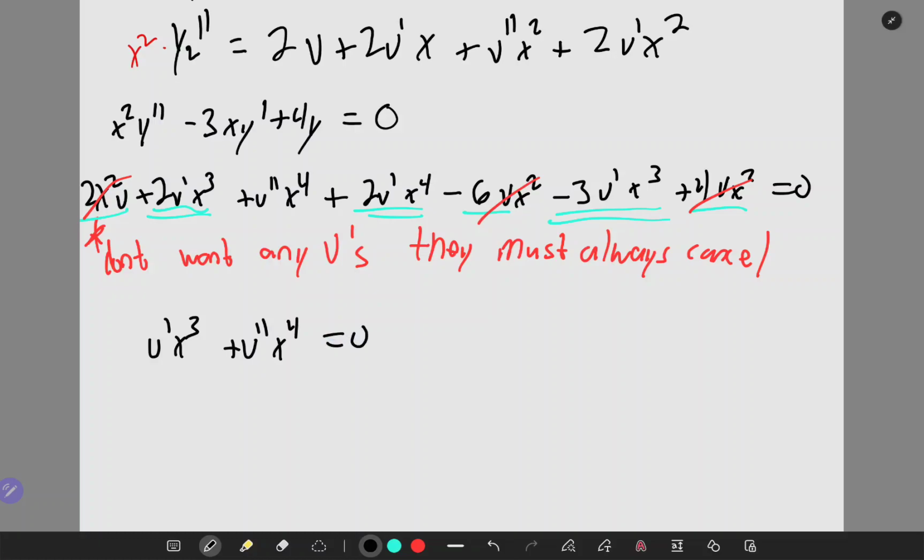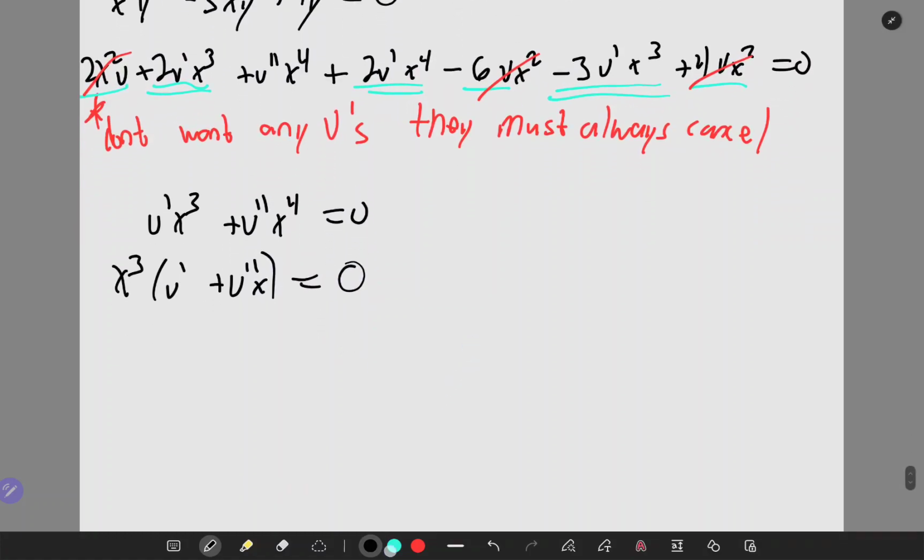So now from here, we can factor out an x cubed, right? Oop, that should be an x there. Now we're just going to focus on this part here, because we're just solving for v.